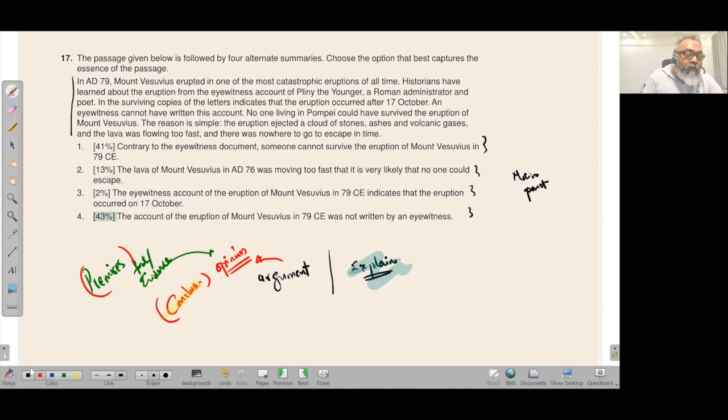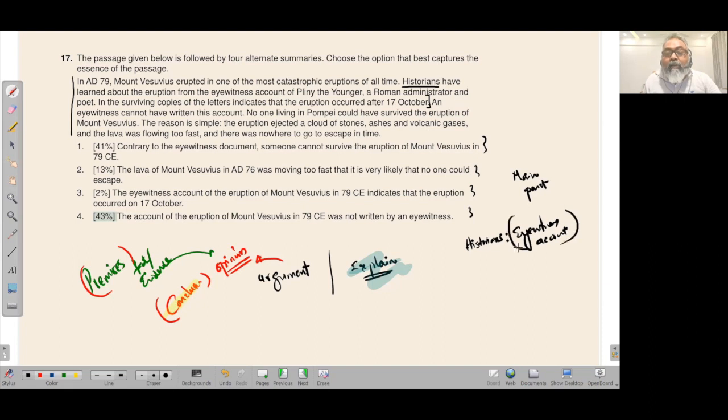So if I look at this, it says that in AD 79, Mount Vesuvius erupted in one of the most catastrophic eruptions of all time. Historians have learned about the eruption from an eyewitness account of Pliny the Younger, a Roman administrator and poet. Surviving copies of the letter indicate the eruption occurred after 17 October. All statements of fact. So the author is saying that historians have a particular view and they have basically used the eyewitness account.